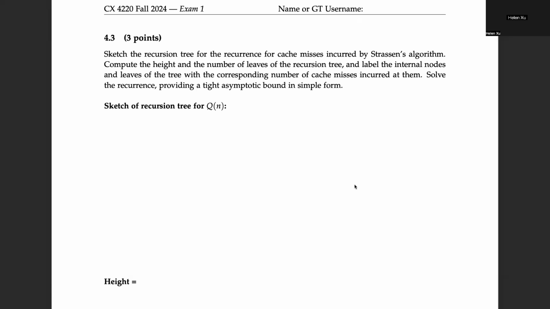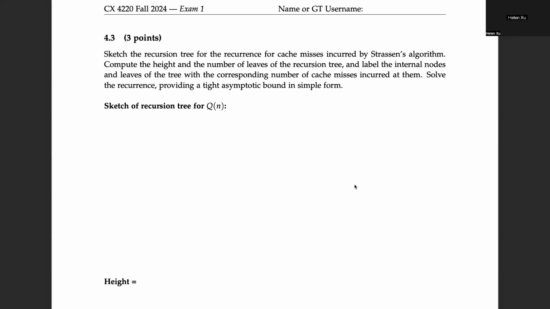This is the actual function itself, but when you do cache analysis, it's just an analysis thing, you don't actually stop the recursion once you reach the cache boundary. So the height of this is log base 2, because you cut it in half each time. Oh, yeah, because it's 7 branches. So the height is log n.